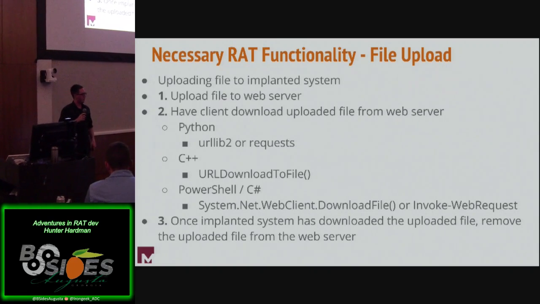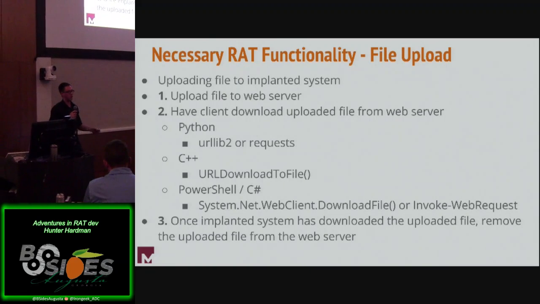which can be done in a couple of ways, URL lib2 or the request library in Python. C++ has the WinAPI URL downloaded file function, and then PowerShell has the web client download file function, as well as invoke web request. And then, obviously, after it pulls down that file, you're going to want to delete that from the web server, because having files on the web server unnecessarily is bad.